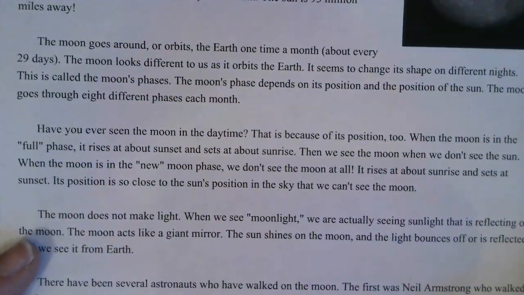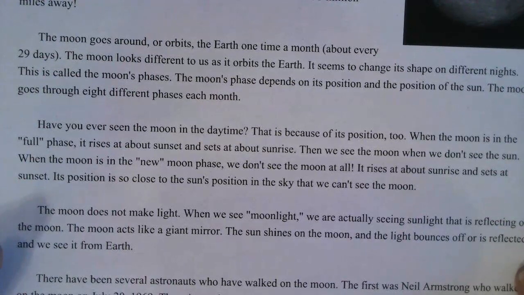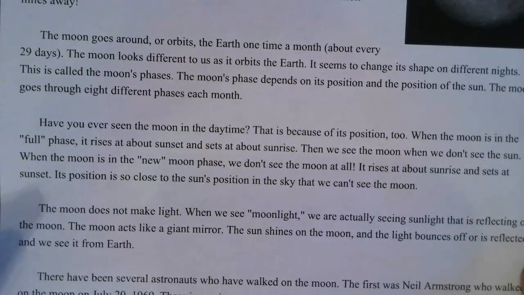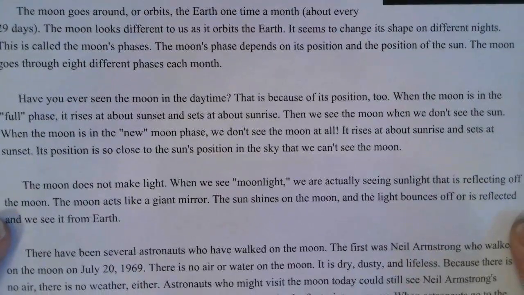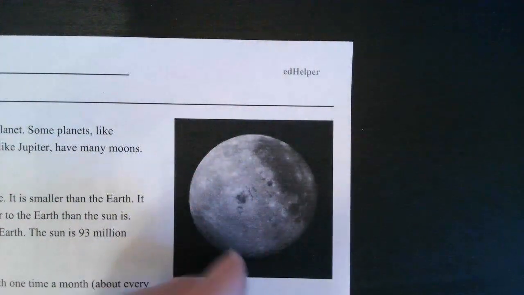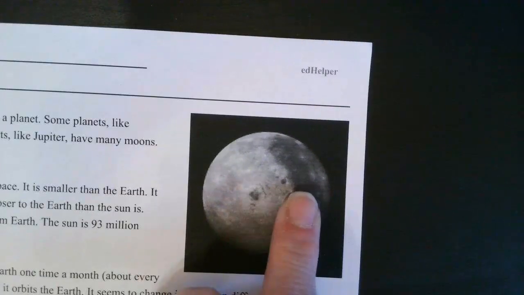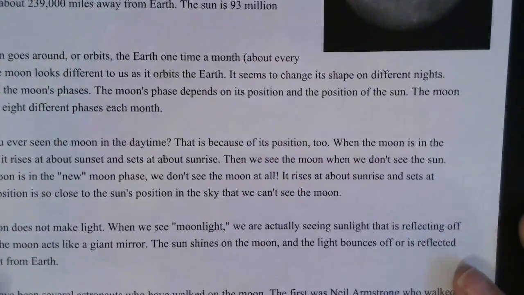So the moon does not make light. When we see moonlight, we are actually seeing sunlight that is reflecting off the moon. The moon acts like a giant mirror. The sun shines on the moon and the light bounces off, or is reflected, and we see it on Earth. So it may look like it has light, but it's the sun hitting it.